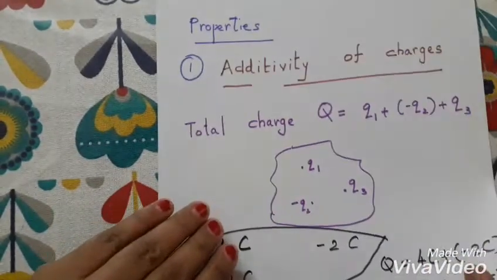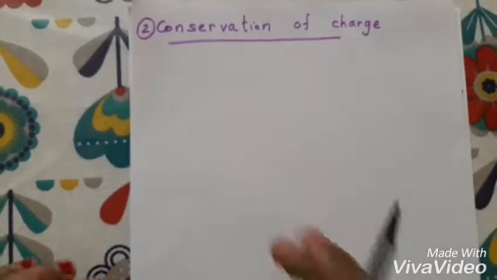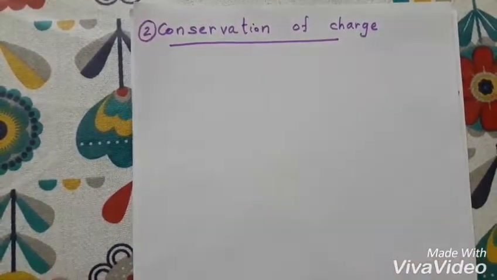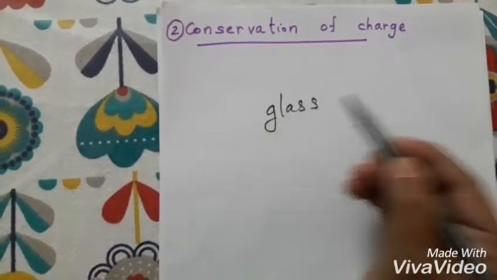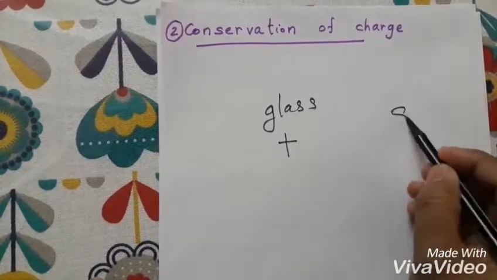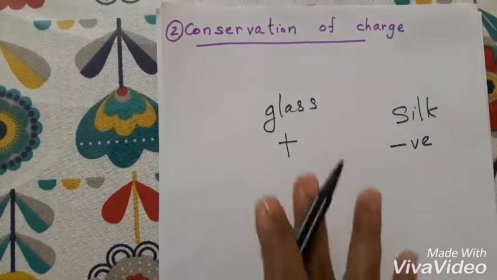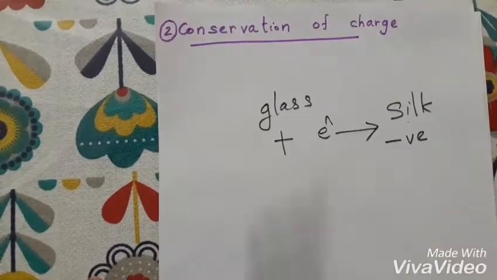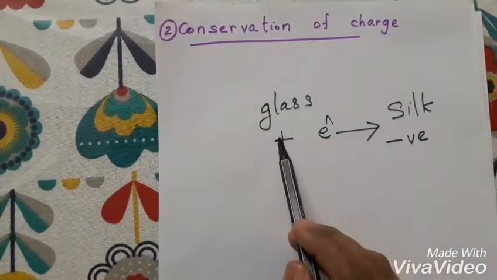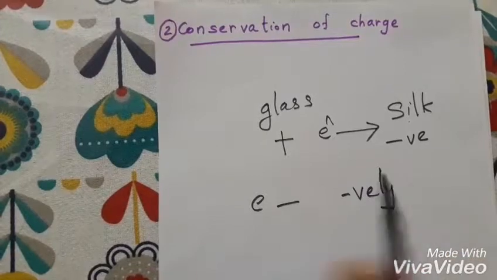We can now discuss the second property, that is the conservation of charge. What we are talking about here is the example of when silk is rubbed with glass, the glass conventionally gets a positive charge and the silk gets a negative charge. So what actually happens is, the silk attains 1 electron from glass and the glass is losing 1 electron, and we know electron is a negatively charged particle.